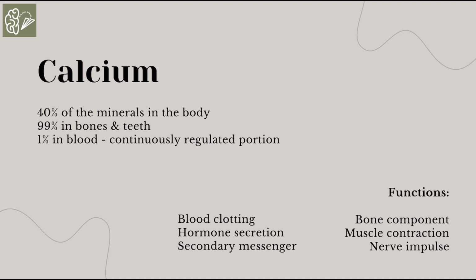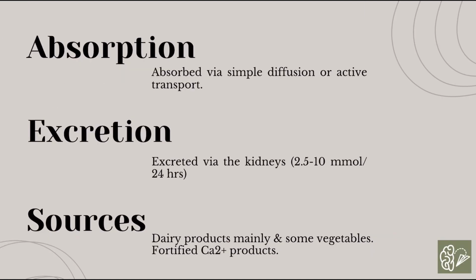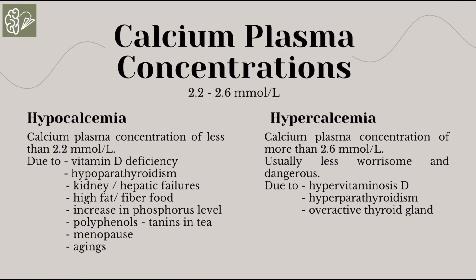Now, regarding its function, the most obvious function is the fact that it is a bone component. So calcium is one of the most important components when it comes to looking at bones. But it also has many other functions, including muscle contractions, nerve impulse, blood clotting, hormone secretion, like in the case of insulin, and a secondary messenger. Calcium is absorbed via simple diffusion or active transport, and it will be excreted via the kidneys. And as you would logically assume, calcium would be found in dairy products and obviously some green vegetables.